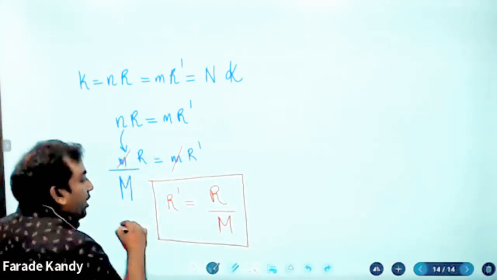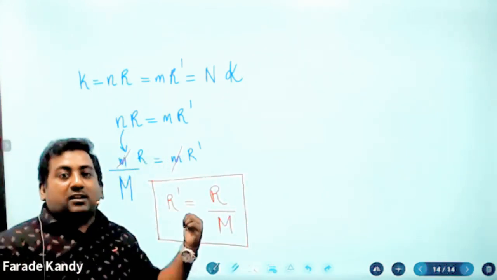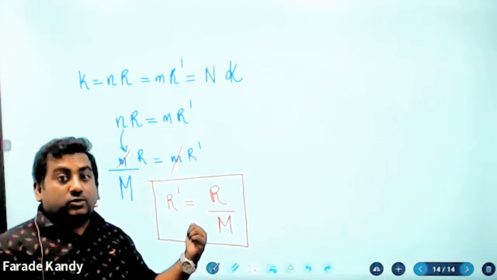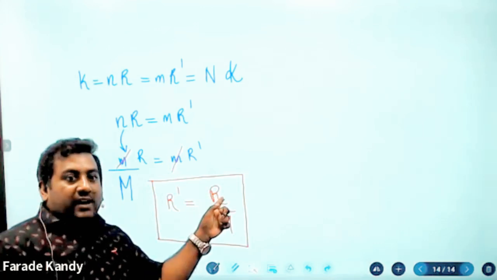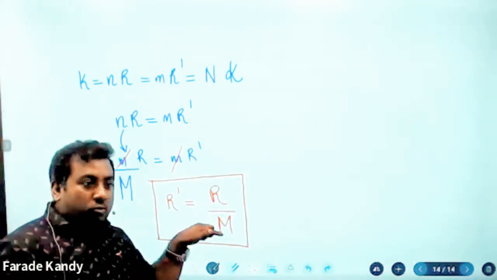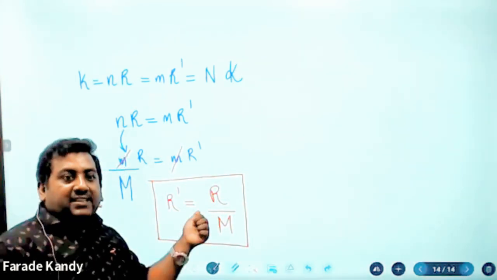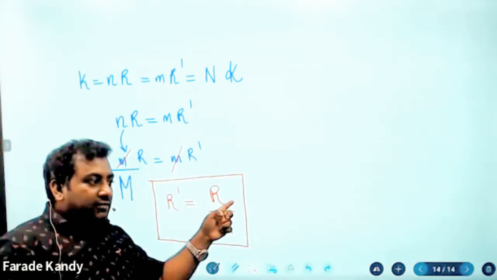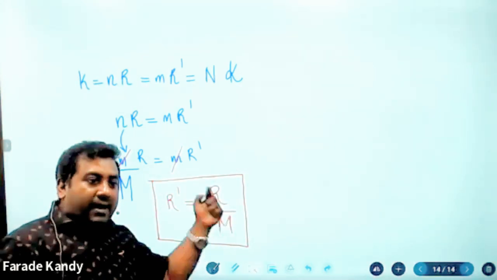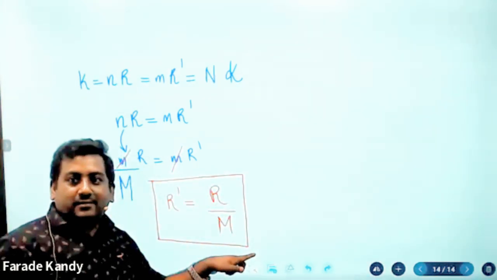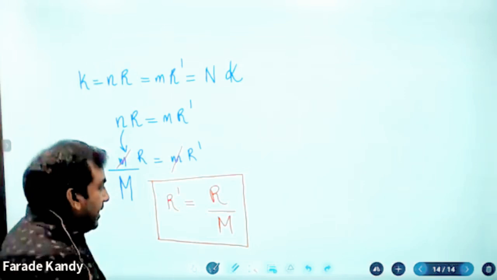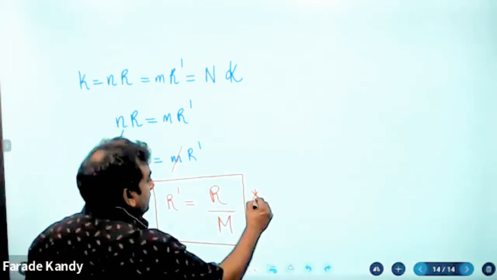That means if I want the gas constant of hydrogen, H2, universal gas constant divided by molar mass of what? Hydrogen. If I need the gas constant of oxygen, universal gas constant divided by molar mass of what? Oxygen. Understood? From there I can get the gas constant.